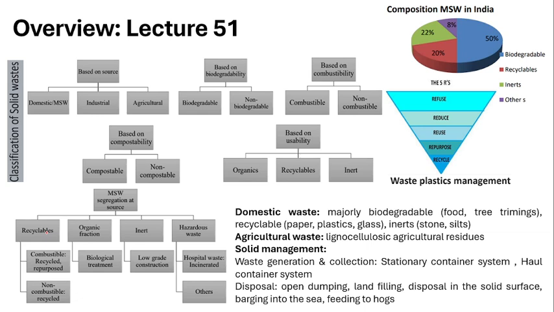So the first thing is the solid waste. Solid waste is further classified into many types based upon the sources. Firstly, based on the source, there is domestic waste or municipal solid waste. These are the wastes produced from each and every household. Mostly the domestic wastes are biodegradable in nature, so it is easy to treat them.